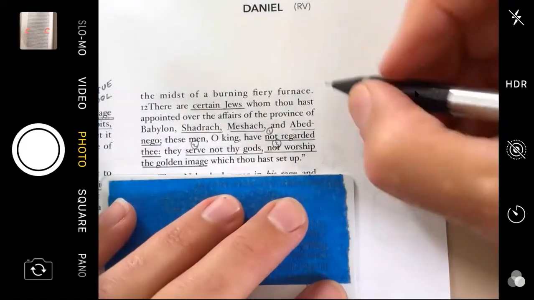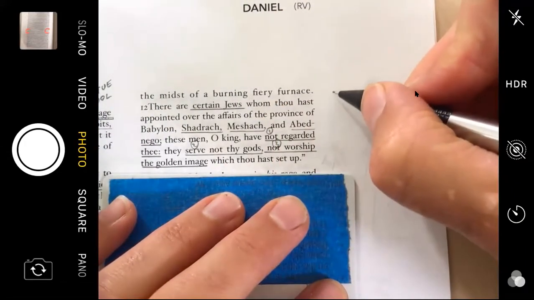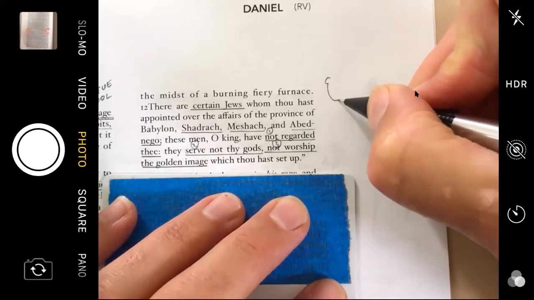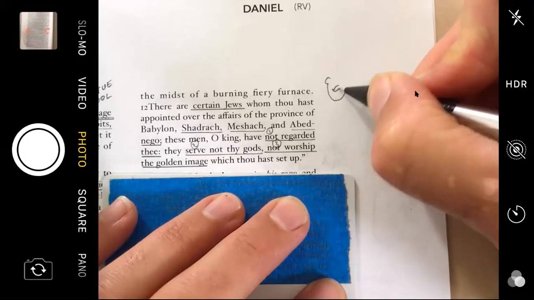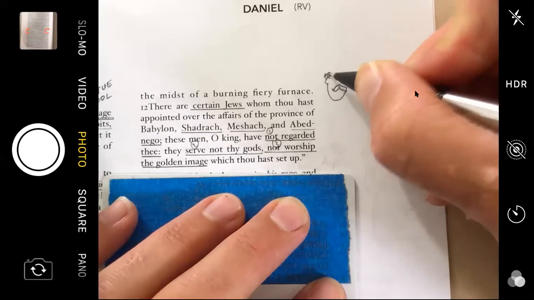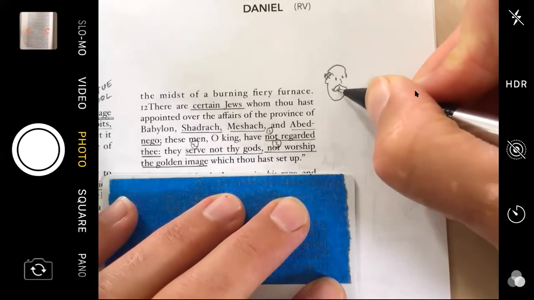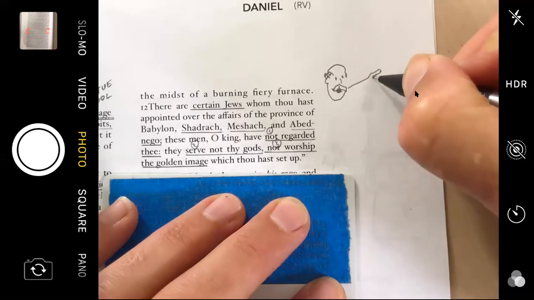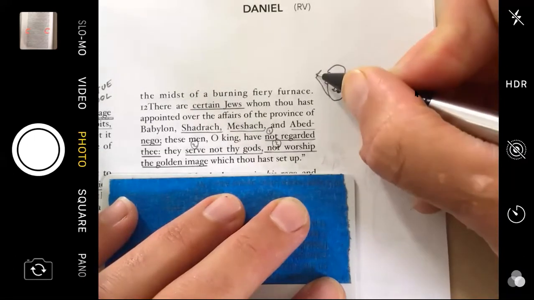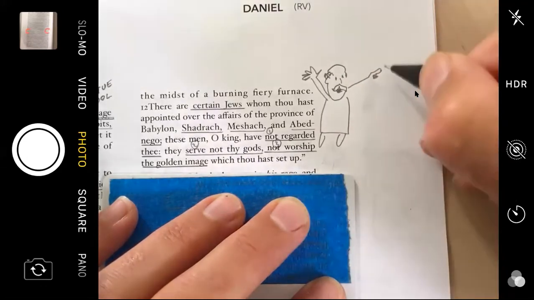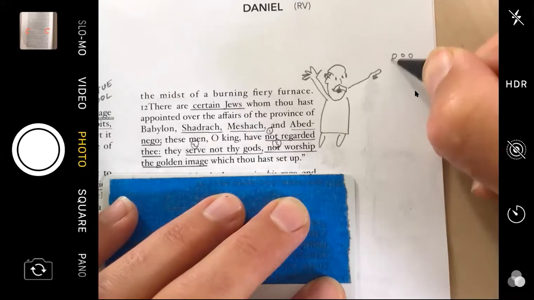Because these guys are tattling on Shadrach, Meshach, and Abednego. So that's what I'm going to draw, the tattling. I'm going to say that he has no beard, but a giant mustache, and he only has hair on the side of his head. And he's all upset, and he's pointing towards Shadrach, Meshach, and Abednego. And he's saying, they're not bowing down. And you can draw Shadrach, Meshach, and Abednego back in the distance.